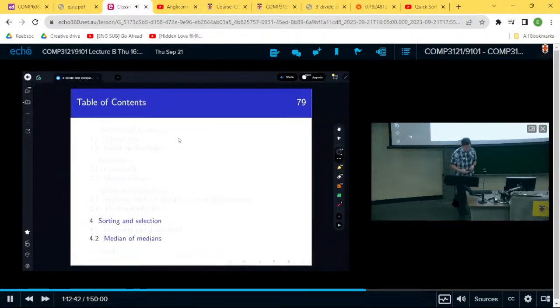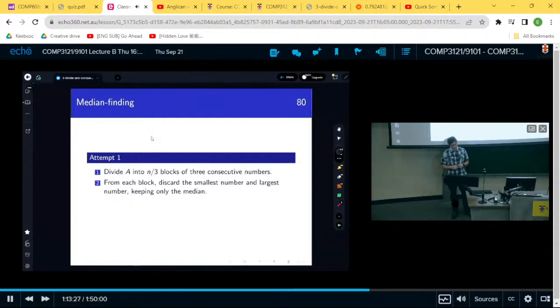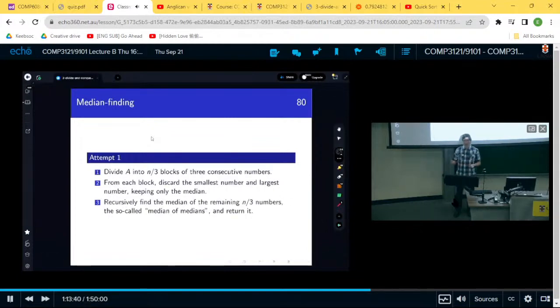And we'll do this again using divide and conquer. The first thing that we are doing now is to take our array and chop it into blocks of size 3. So we'll have n third blocks of 3 consecutive numbers. We take our array, and now we'll take the first 3 values, chop our array here, next 3, chop it here, etc. Now, from each of these blocks of size 3, we will discard the smallest and the largest number. We keep only the median of this block. So now we have n third numbers, and we will try to find the median of those.